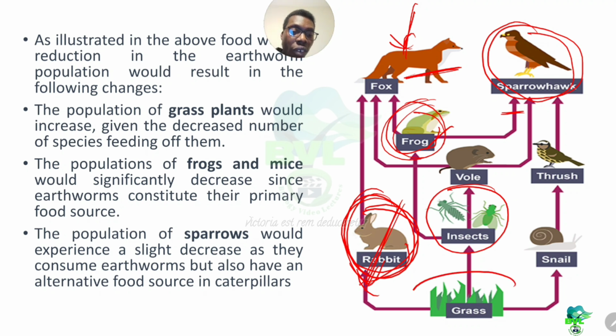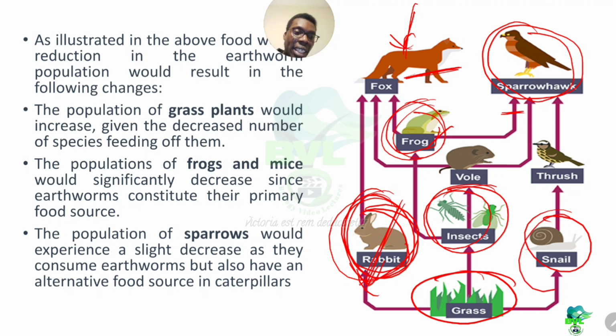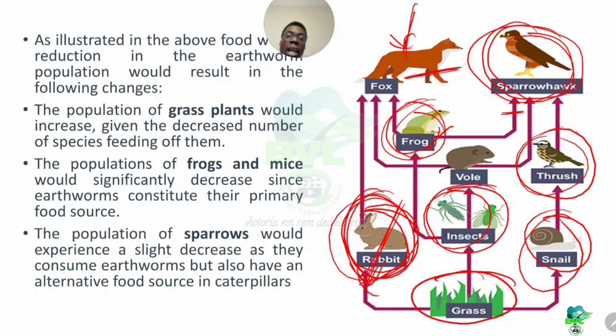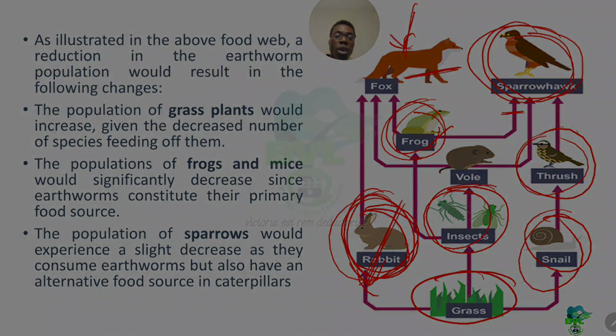Imagine the number of grasses reduced. That will affect literally everybody, because less grass means fewer rabbits, fewer insects, fewer snails. Then fewer snails means fewer thrush, and fewer thrush means the number of sparrows will reduce with time because their prey has reduced. So these are the things that interdependence means. It means that an organism directly or indirectly relies on the other. Hope that made sense.